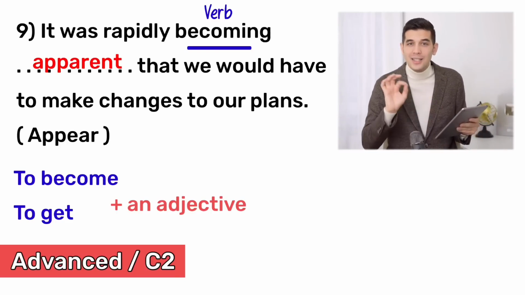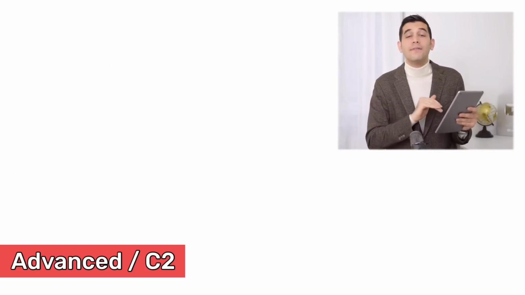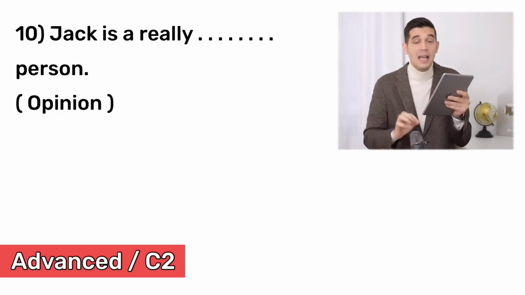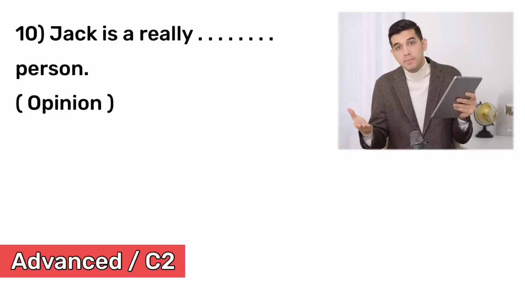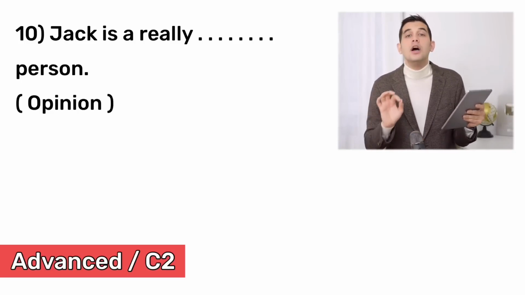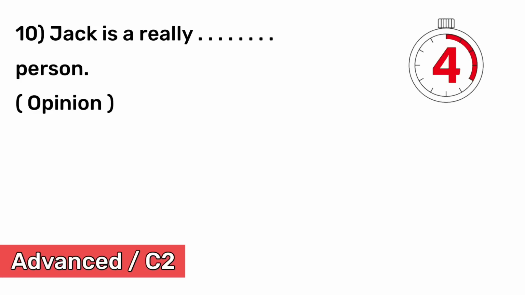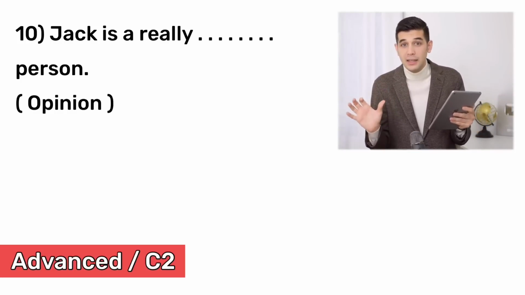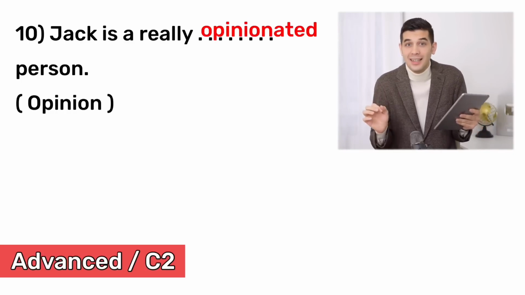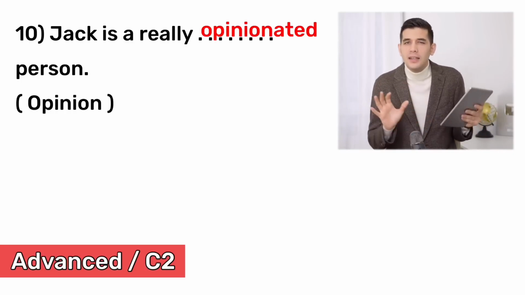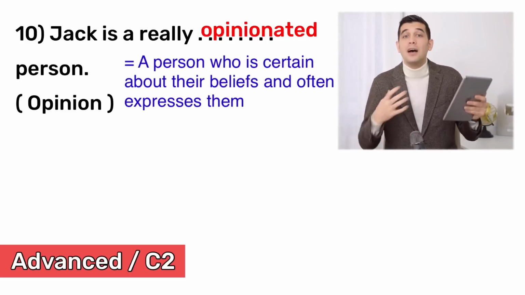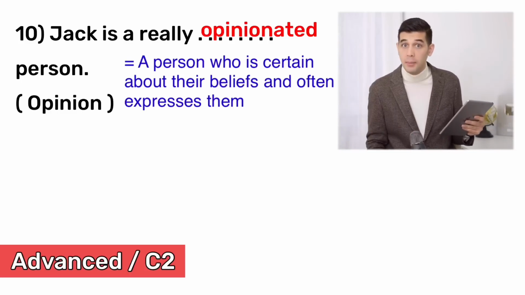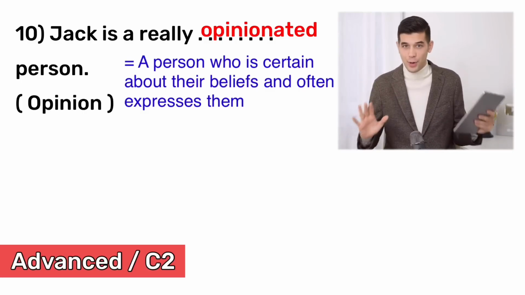And moving on to question number 10, the last question of C2 and the final question of the advanced test. Pay close attention to this one. Jack is a really ___ person. And the word is opinion. Clearly, we need an adjective to describe Jack. What is the adjective of opinion? Opinionated. Opinionated. But what does it mean? An opinionated person is someone who is certain about their beliefs and often expresses them. So Jack is a really opinionated person.